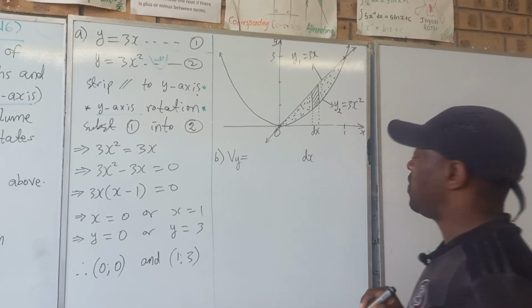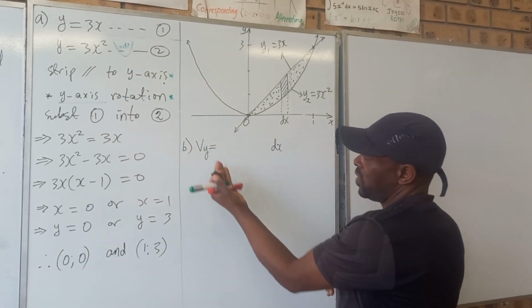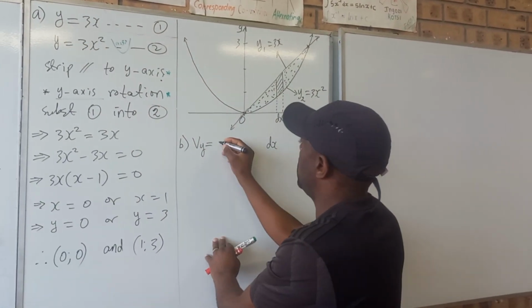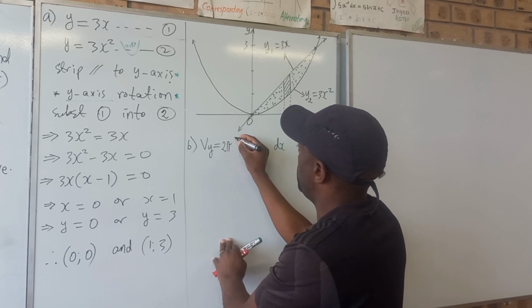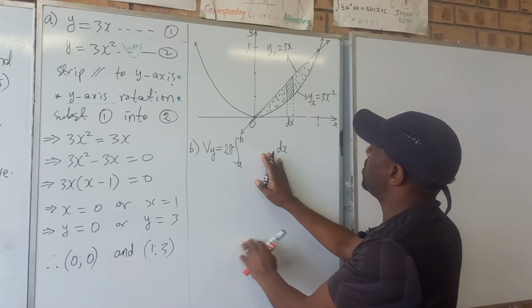Then you go to page 5 of your formula sheet. All the formulas for volumes are there. You search for the formula that starts with Vy and ends with dx. So that formula will be 2 pi, the integral from a to b. In there, they will just put xy.